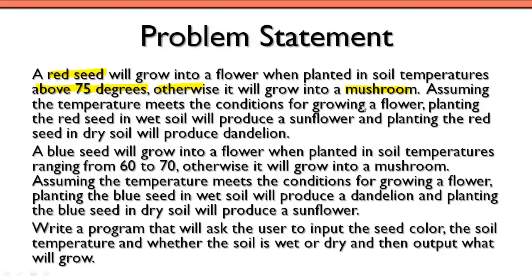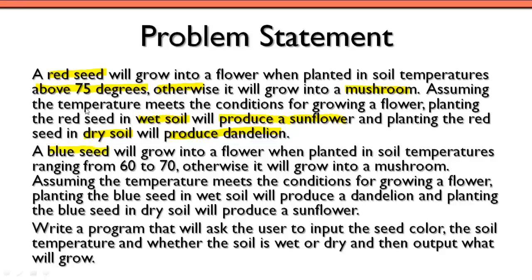Assuming that the temperature meets the conditions for growing a flower, if we plant the red seed in wet soil, it will produce a sunflower. And planting the red seed in dry soil, so I'll mark this dry soil, it's going to produce a dandelion. So that's really the main pieces of information from the first paragraph, and being able to pick that out is fairly important. All right, so the next thing we're looking at is a blue seed.